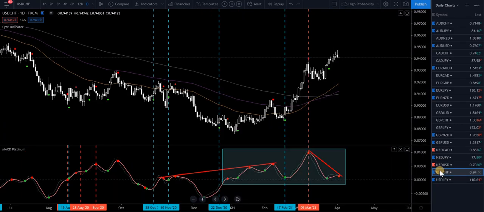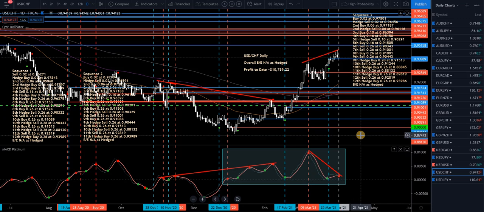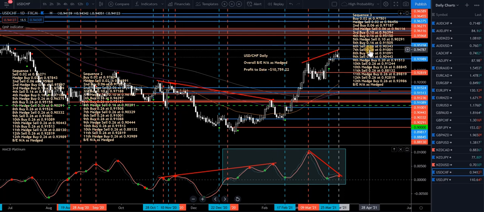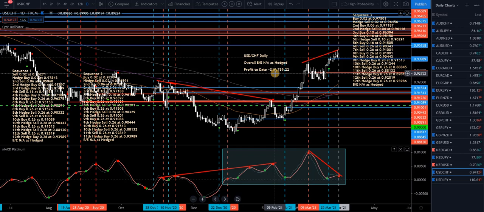USD Swiss franc. This is my pet hate pair. You all know it. You've seen my videos plenty of times. 3 sequences. 1, 2, 3. At the moment, they're all hedged. Good profit. $10,700 profit overall.